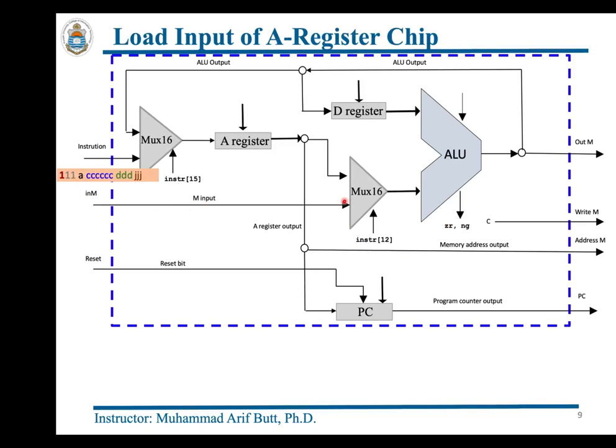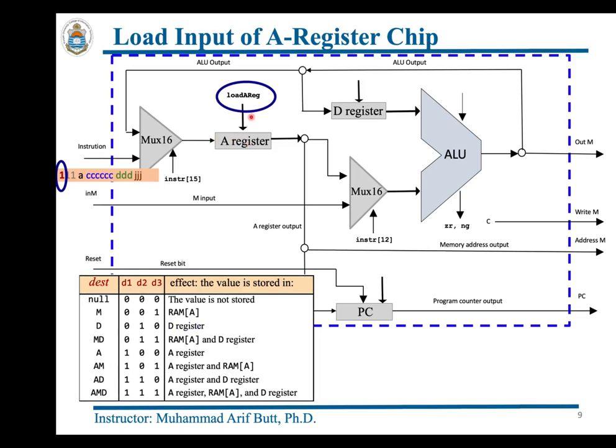Okay, so now we are done with the control input of the two multiplexer chips. Let's talk about the load inputs of the three registers one by one. And let us first talk about the load input of the A register. Well, this A register needs to be loaded in two situations. First is if the instruction is an A instruction. So let's suppose this is an A instruction, so we will have a 0 over here. That means this A register needs to be loaded.